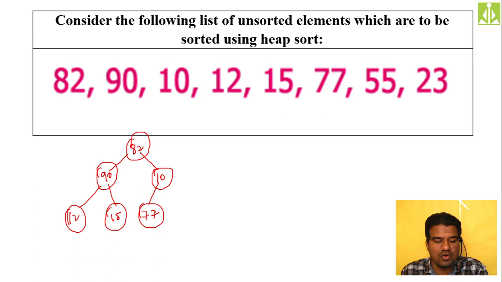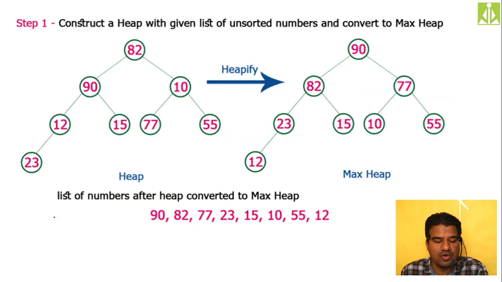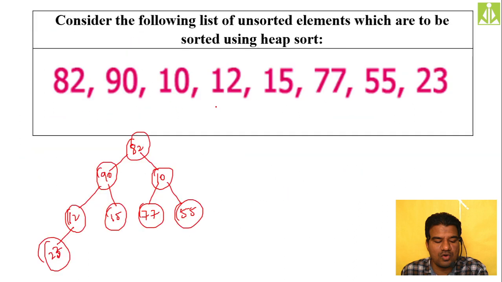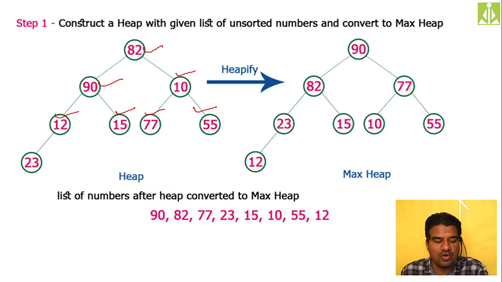77. Here. Then 55. Then 23. Like this it will come. So you can see this one, same thing you can observe over here. 82, 90, 10, then 12, 15, 77, 55. Here 82, we have a top, 90, 10, then 12, 15, 77, 55. See, the same thing we have over here. Then finally, the leaf node is 23. So that leaf node 23 we got over here.